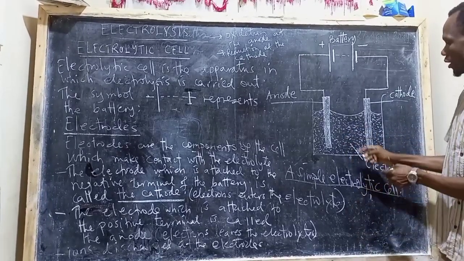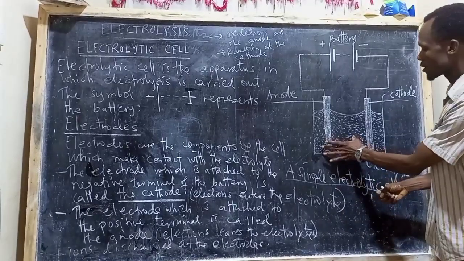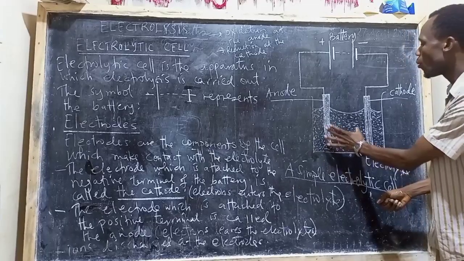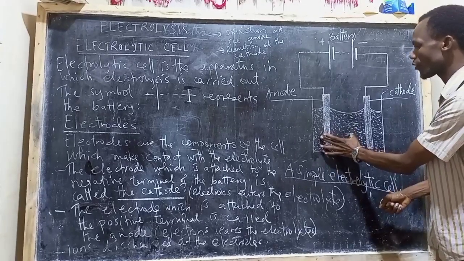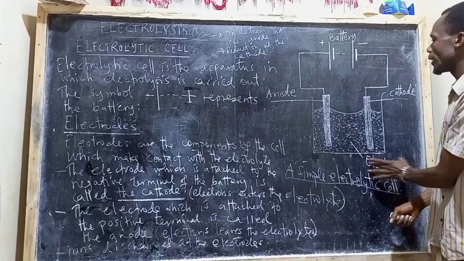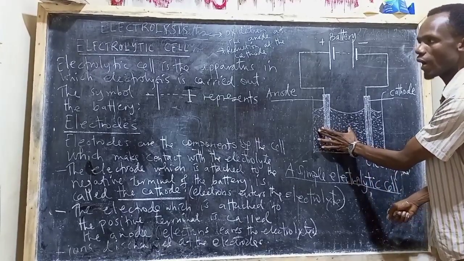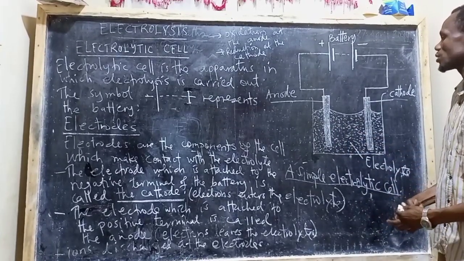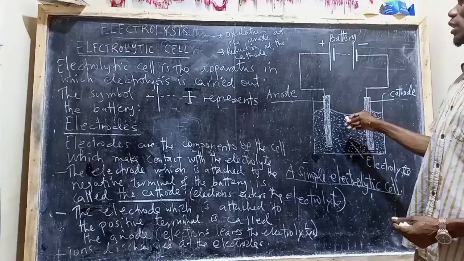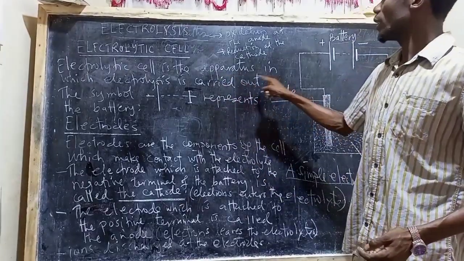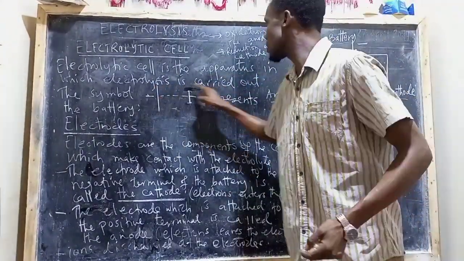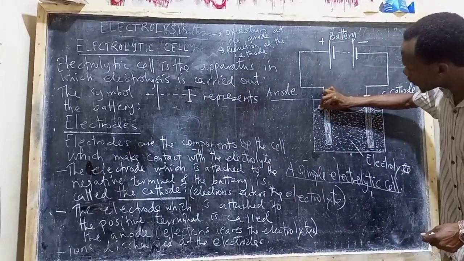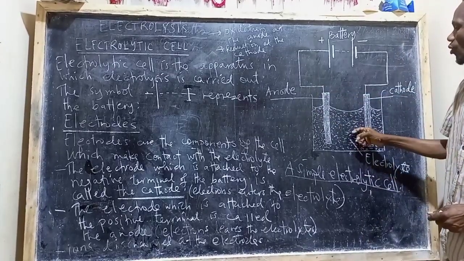We discussed much about electrolytes, and we said electrolytes, once they are in solution state or molten state, conduct electricity. Those are called electrolytes. They dissociate completely into ions so that they may conduct electricity. Now, this is the electrolytic cell. It is the apparatus in which electrolysis is carried out. The apparatus which we use to conduct electrolysis, we call it electrolytic cell.